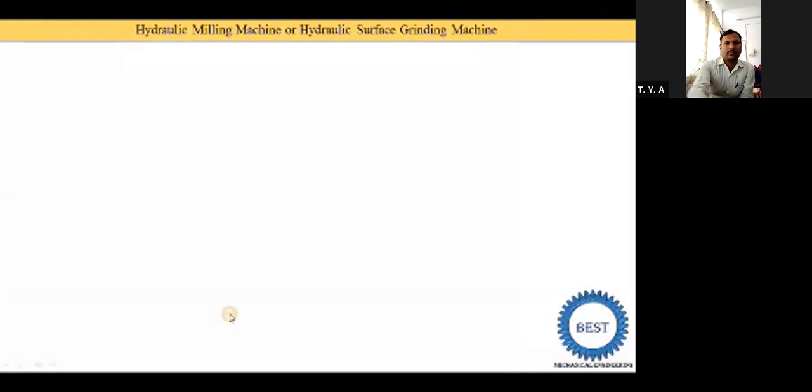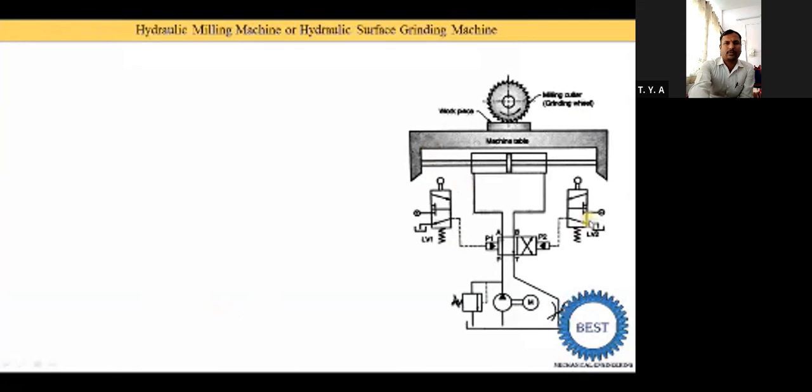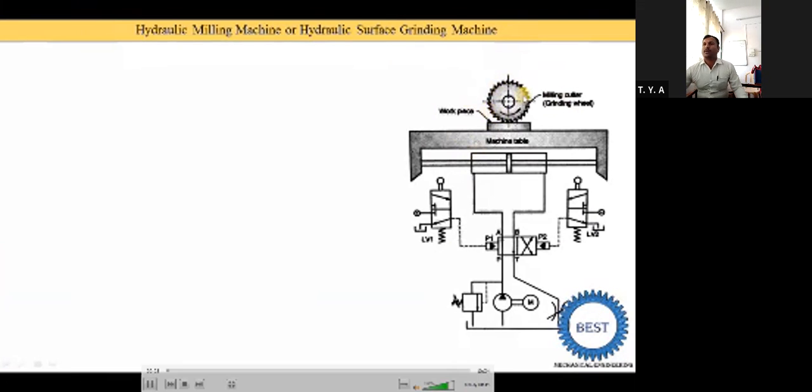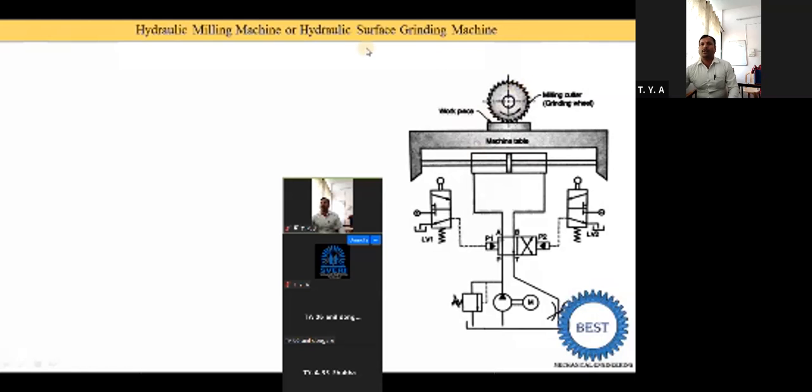So here you see this is the diagram of the hydraulic milling machine or a hydraulic surface grinding machine. In a milling machine or a hydraulic grinding machine, we know that the tool is rotating type. Here you see the milling cutter or a grinding wheel. Suppose we consider that it is the milling machine, then this tool is the milling cutter, and suppose we consider the machine is the surface grinding machine, then here the grinding wheel is there.